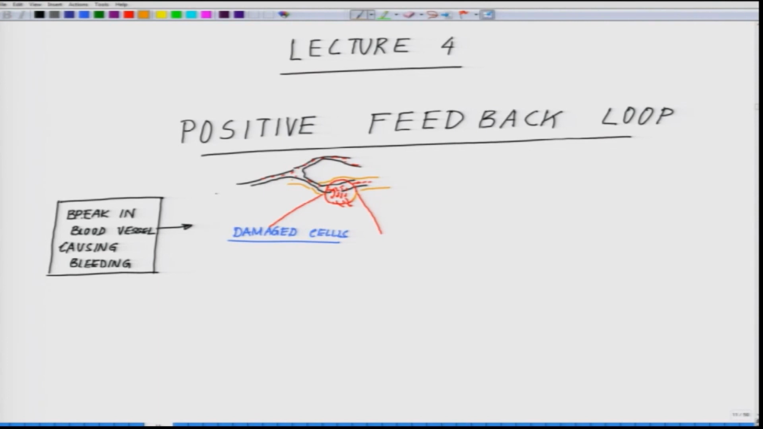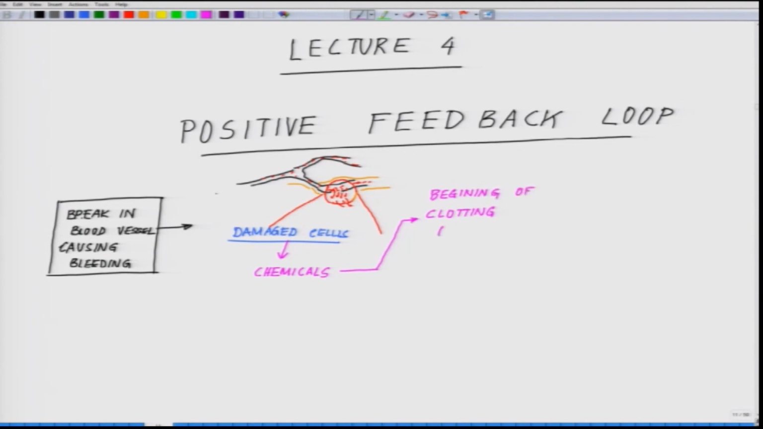So these damaged cells, they secrete certain specific chemicals. I am not getting into the details at this time. While we talk about blood clotting, I will tell you what those chemicals are. They fall under the intrinsic and extrinsic process of clotting. These chemicals lead to the process of clotting beginning.